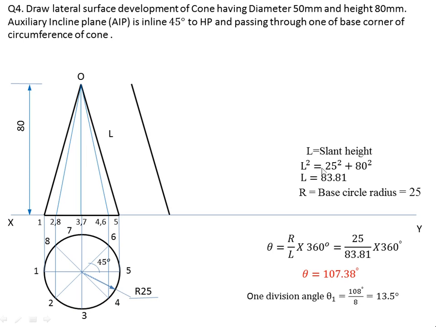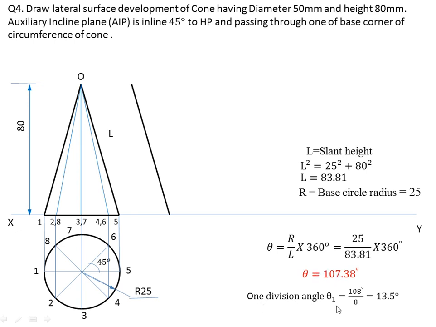L square is equal to 25 square plus 80 square. This is found using Pythagoras. So L is equal to 83.81. R is nothing but the base circle radius, that is equal to 25. Theta, the sector angle, is equal to R by L into 360 degree, is equal to 25 divided by 83.81 into 360 degree. So theta is equal to 107.38 degree. So this angle is approximately 108.